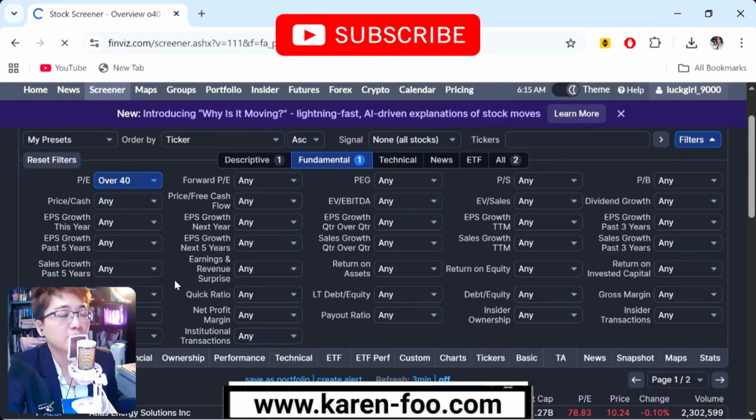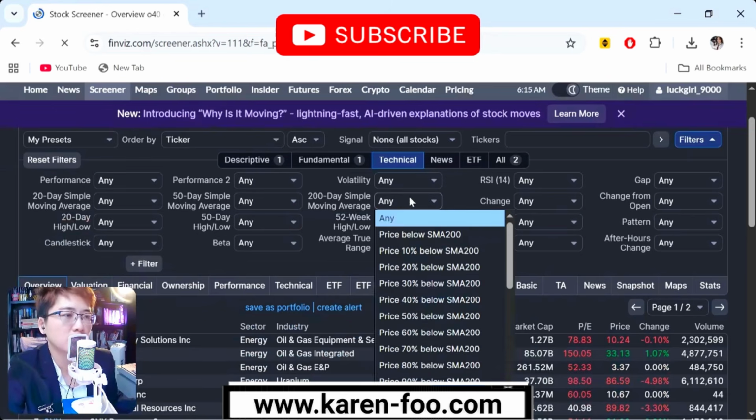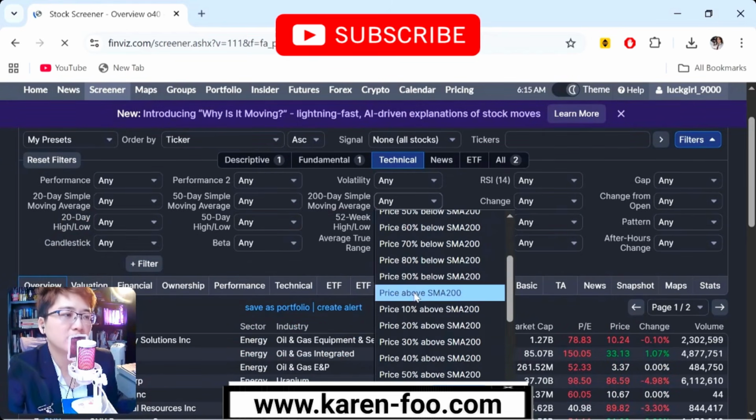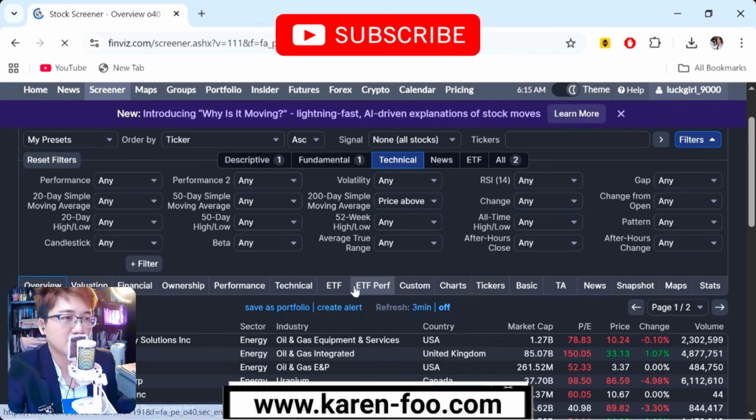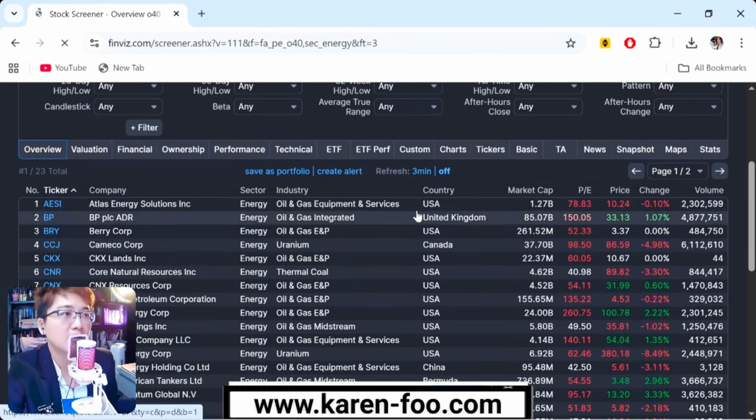And then you can also filter out based on technicals. If you want to trade or invest in only uptrending stocks, then you would want the price to be above the 200 SMA. So when you filter out based on that, you would only have uptrending stocks for now.